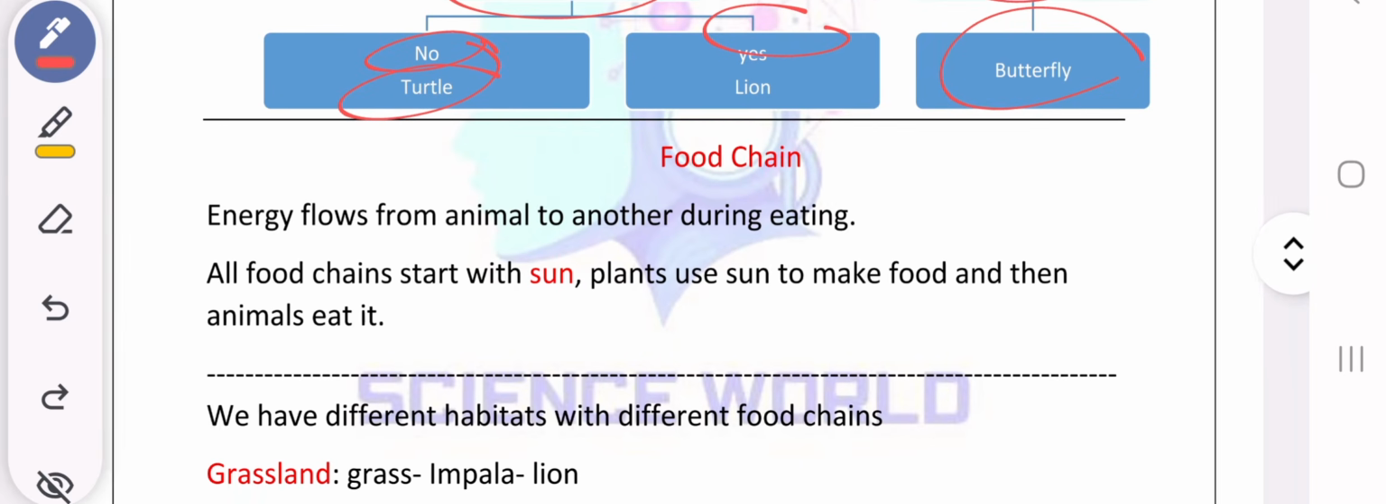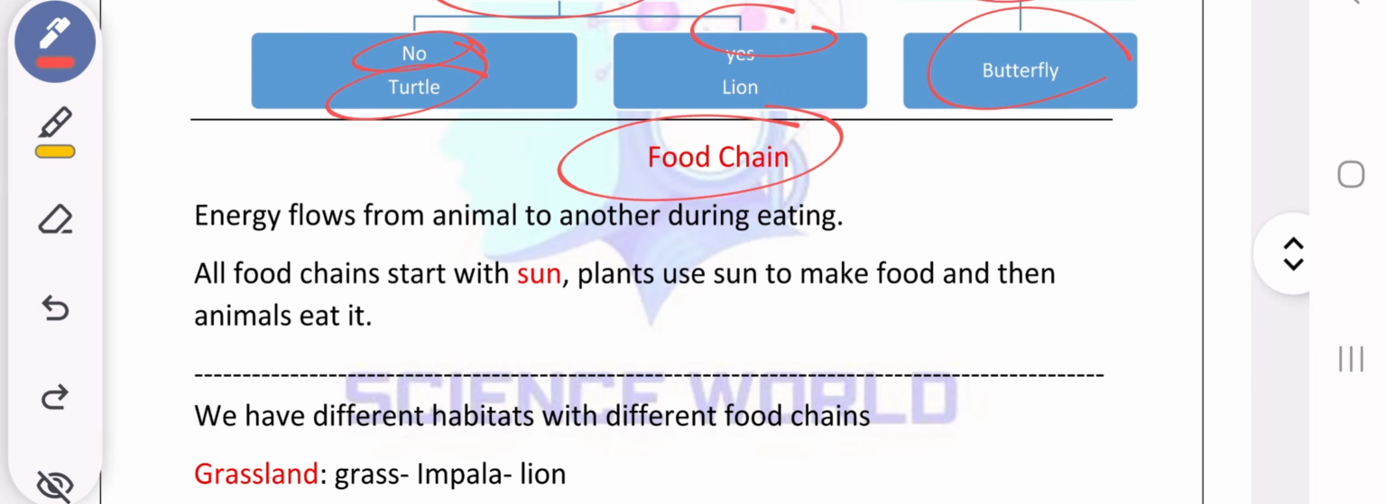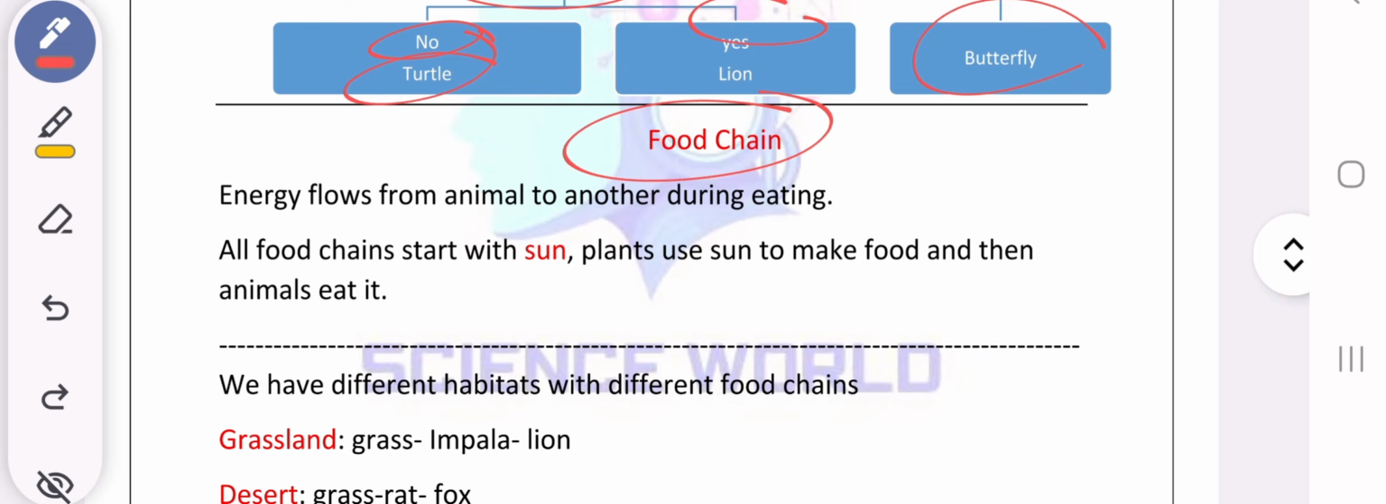So after classification, we are going to talk about the food chain. A chain means like the chain on your neck. It has circles after each other. So when animals eat each other, the energy flows from one animal to another. That's why we need to eat. We need to eat fruits, vegetables. We need to eat chicken, because we will take energy from them and this energy will transfer to our body.